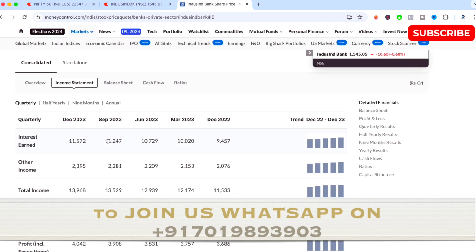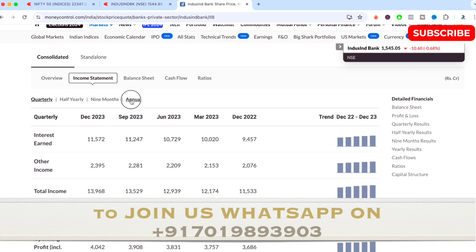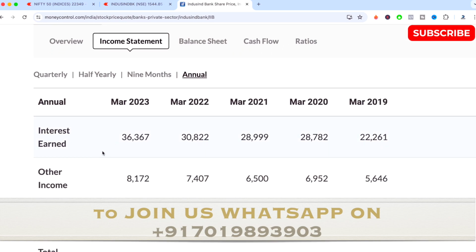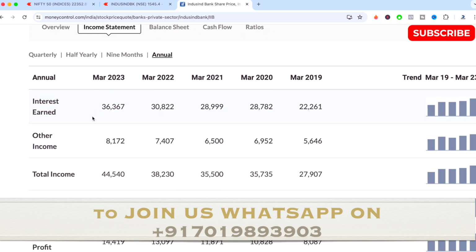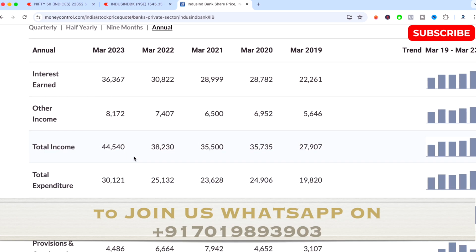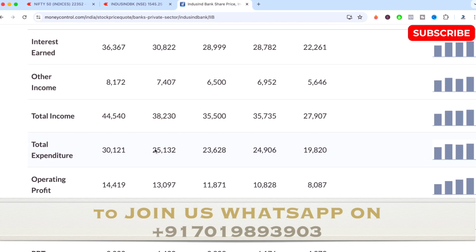And if we come to the income statement also, you can see how they have earned the interest annually. I'll just show you. The first row is for 2023 and the second is for 2022, 21, 20 and 2019. So interest earned in 2023 is 36,367 and 2022 was 30,822. So yes, it has increased. Even the other incomes have also increased. Total income has also given a good increment here, and their expenditure has also increased.